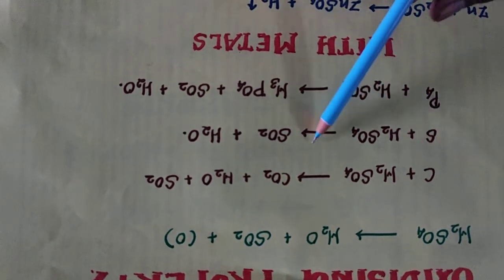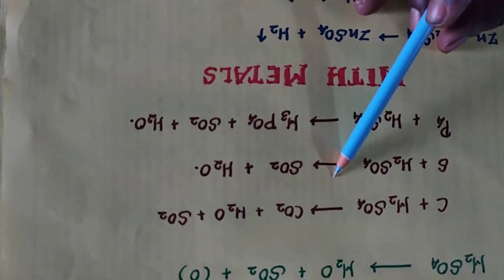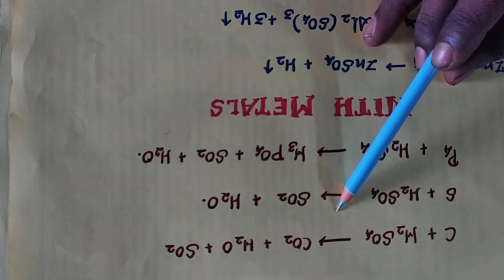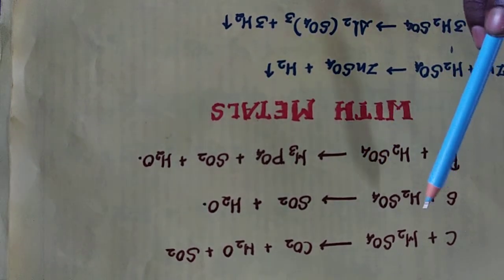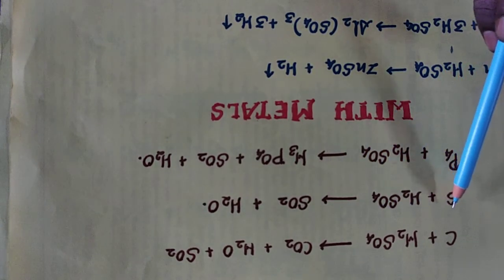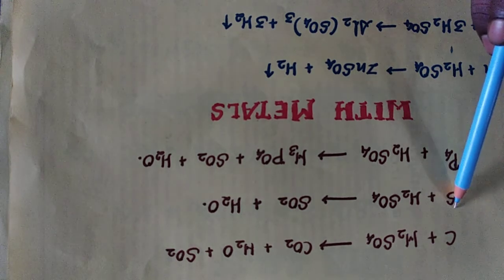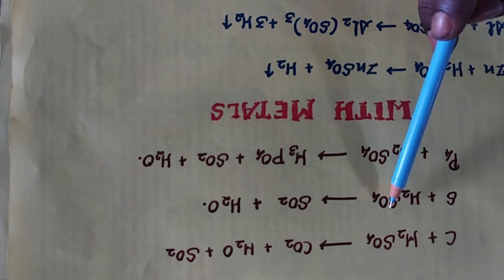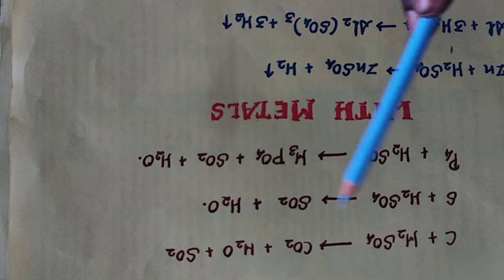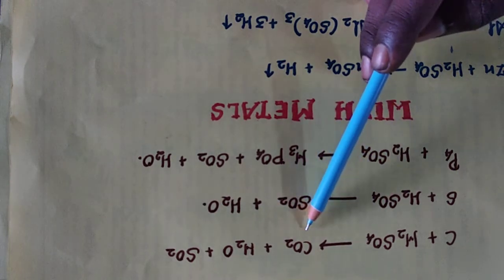Okay, let us see the oxidizing nature of sulfuric acid with some examples. Okay, first, sulfuric acid is treated with carbon. When an atom of carbon is treated with sulfuric acid, this carbon is oxidized to carbon dioxide.